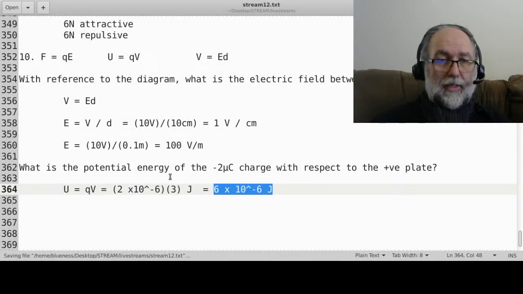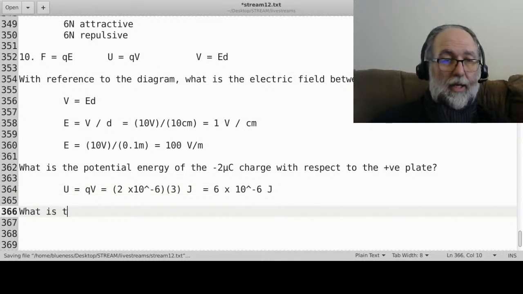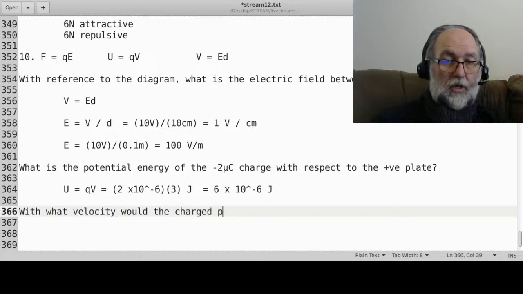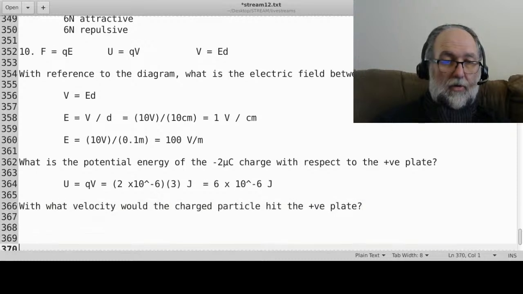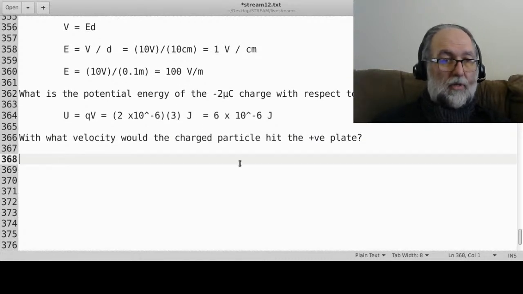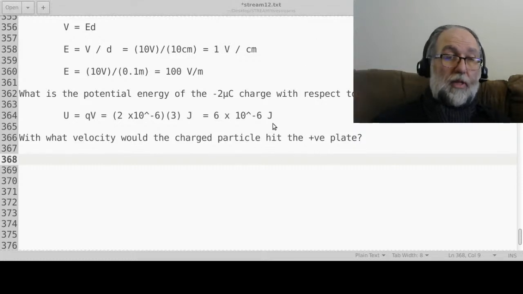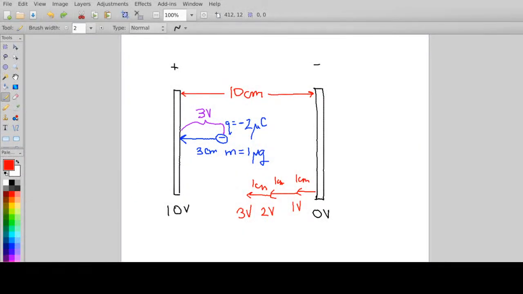Now what? Well, let's ask another question. With what velocity would the charged particle hit the positive plate? Okay, so with what velocity would the charged particle hit the positive plate? All right, so let's think about this. That's the potential energy. When the charged particle, let me show you the picture again. Over here, where my cursor is, it's all potential energy.